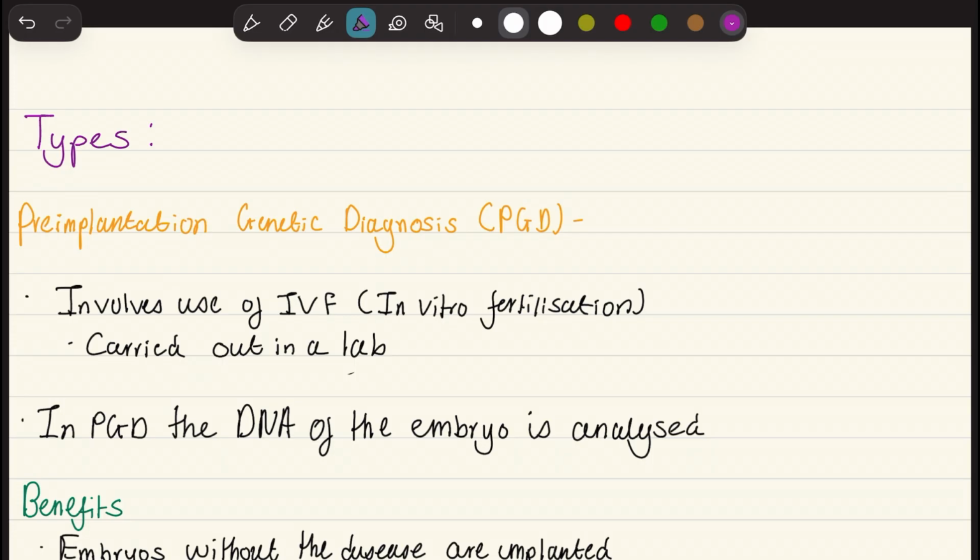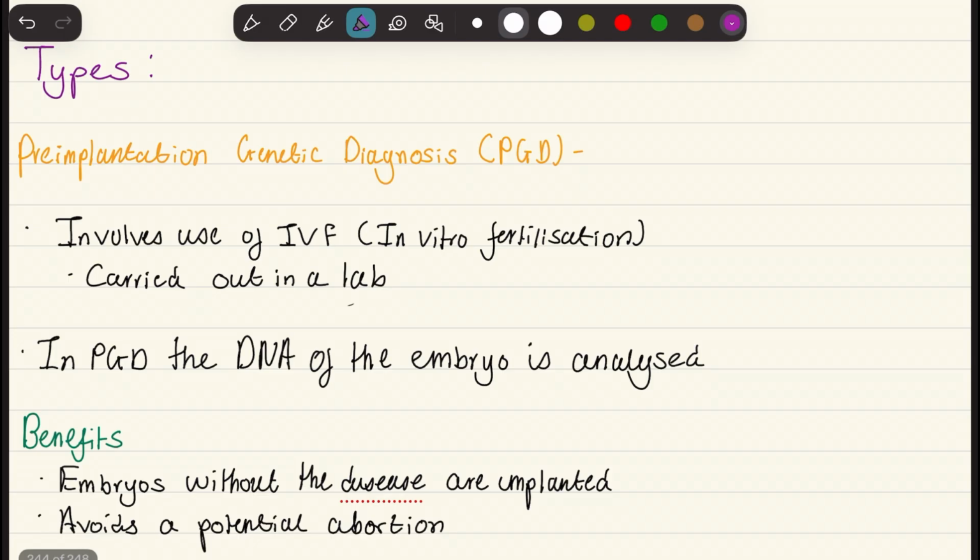They're also going to, if we're doing PGD, test the DNA. They test the DNA to see which embryos have the disease and which ones don't, and then they implant the ones that don't. What that means is embryos without the disease are implanted. The ones with the disease aren't. So we're avoiding potential abortions due to that reason.